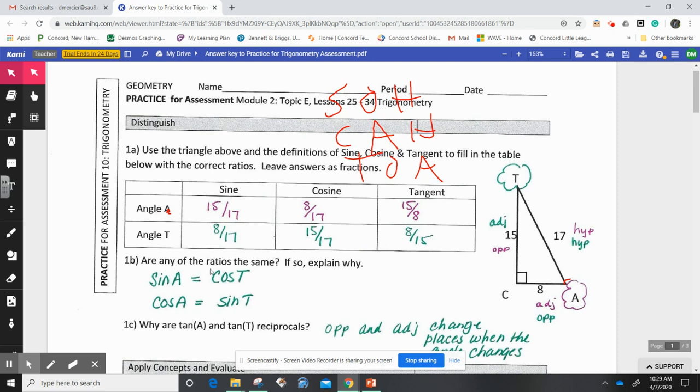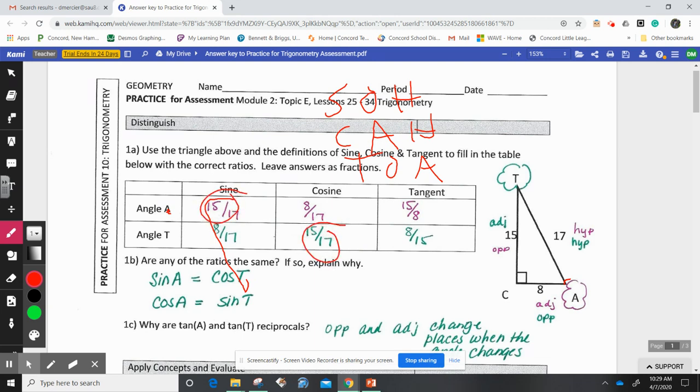Now the next question down below says, are any of the ratios the same? So if we look up here, 15 over 17 is going to be the same as 15 over 17 there. And like 8 over 17 is going to be the same as 8 over 17. Now it says explain why.